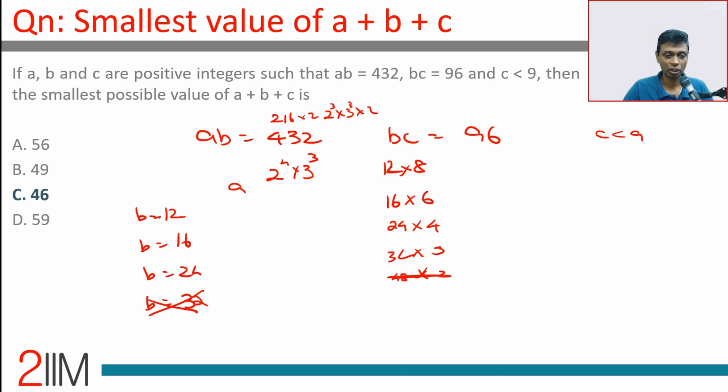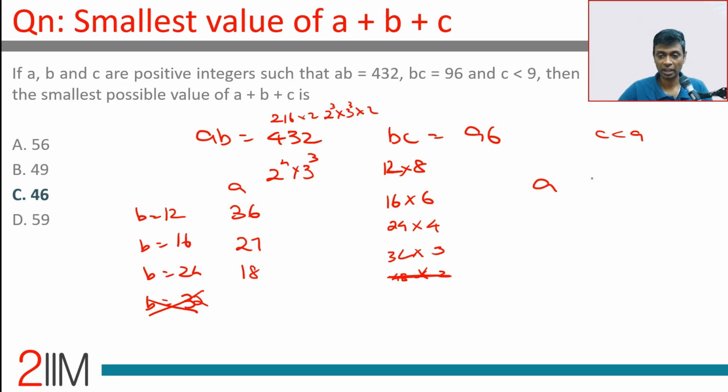A, what should A be? B is 2 square into 3. A should be 2 square into 3 square, remaining 36. B is 16, A is 27. B is 24, 2 cube into 3. 2 into 3 square, A should be 18.